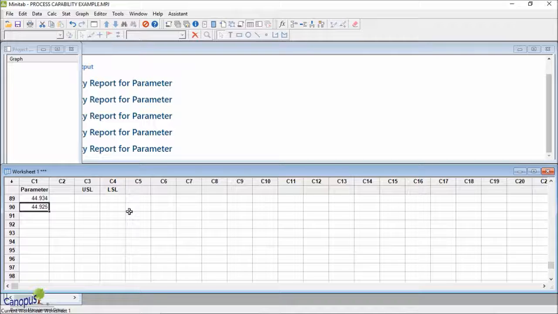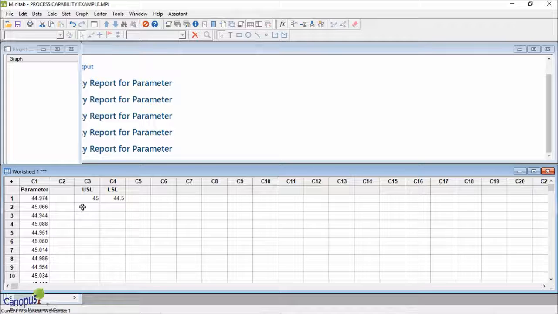I have already collected sufficient samples of data, around 90 rows of data, and the process has upper and lower spec. In process capability, as I mentioned earlier, it's very important for you to understand what is the customer need or customer requirement. USL here stands for upper specification limit, which is 45, and lower specification limit is 44.5.